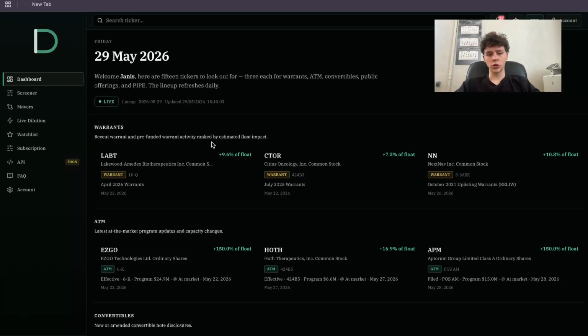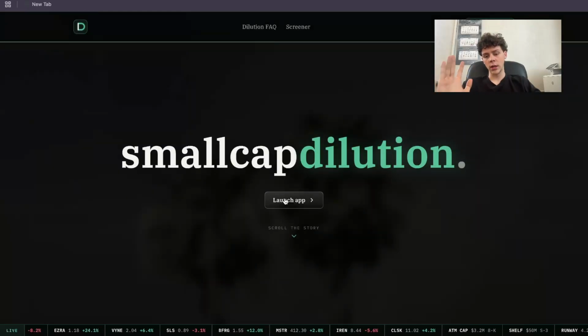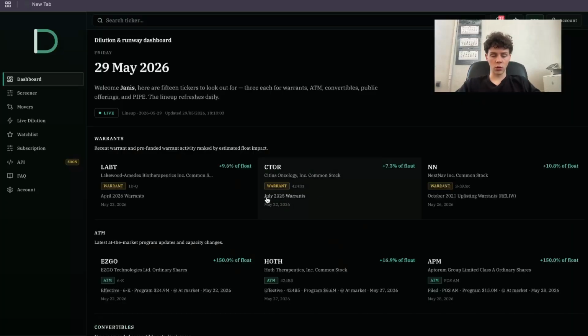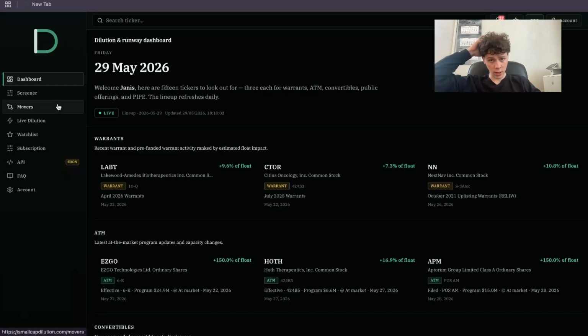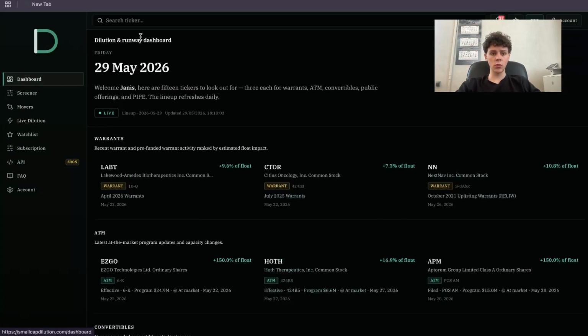So today I will show you how you can protect yourself shorting small cap stocks. This is my platform, smallcapdilution.com. We provide dilution data for 1,000 small cap stocks, and we'll continue to expand in order to cover all small cap stocks that have a market cap of 500 million and less. If you want to know more about the platform, you can check the previous video, but this video will be more specifically just to show you how you can protect yourself while shorting stocks based on dilution metrics.